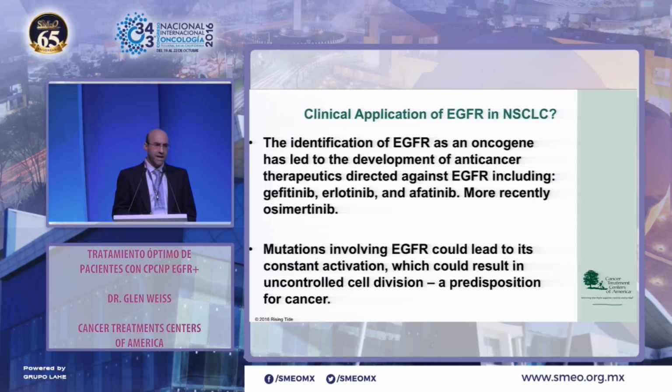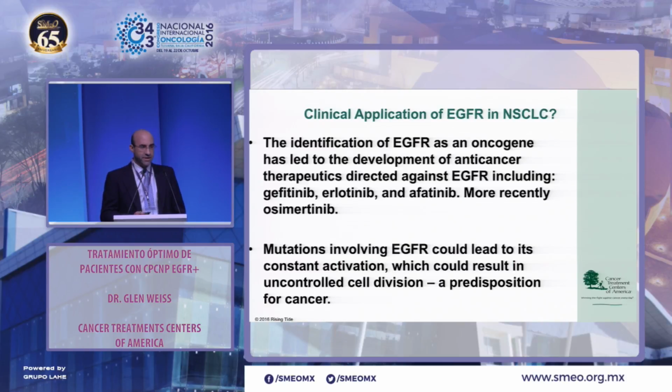So how would one apply testing for EGFR in patients with non-small cell lung cancer? First, we have to identify that EGFR is an oncogene, and there's been a lot of development and research in this space in the last 10 to 15 years, and there are now currently several approved drugs that target EGFR. In lung cancer, we have erlotinib, gefitinib, and afatinib, and more recently osimertinib. In other cancers, we also have cetuximab as an antibody.